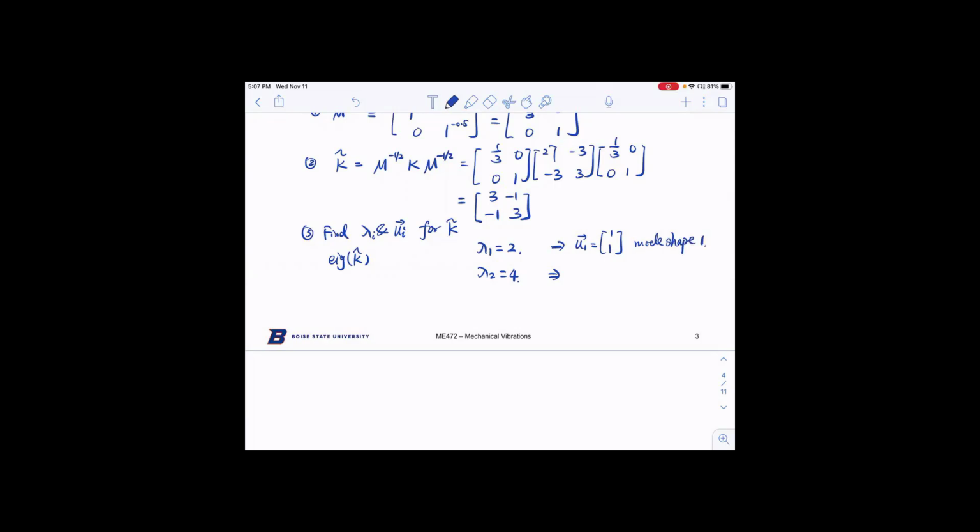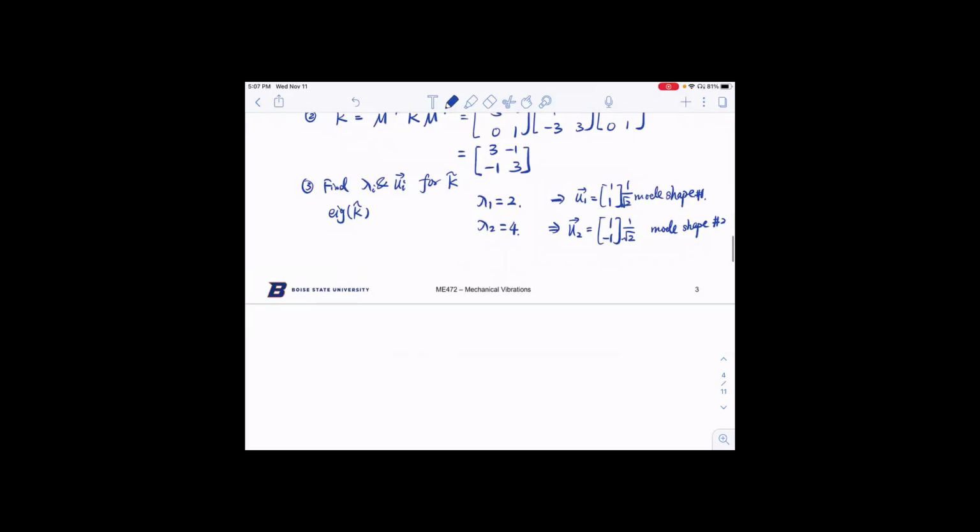So for convenience, we usually normalize it. So you divide the total vector by the norm of the vector. So that's how you do normalization. U2 is [1, -1], and then you have 1 over square root of 2. That is mode shape number 2. All right.